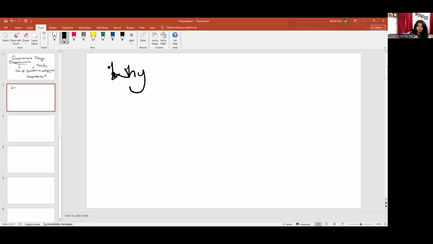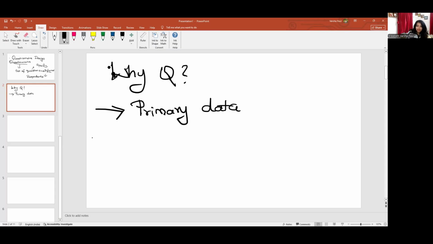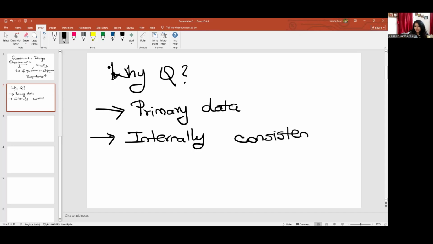Why is a questionnaire important? The first one, it is the form where you collect primary data. And it's a standardized way in which the data is internally consistent and coherent, especially with your analysis.